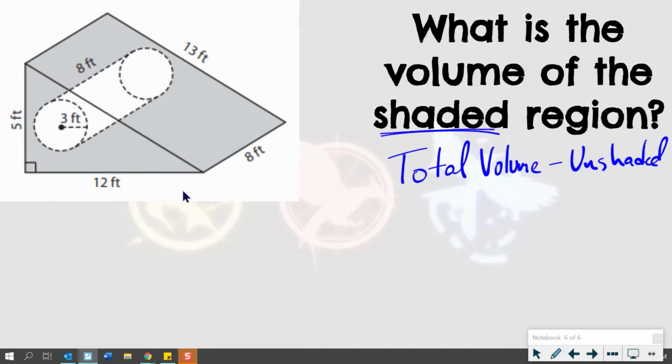So I'm thinking about finding the whole volume of that triangular prism, which means I'm going to use capital B times H, so the area of the base times the height of the prism, and then I'm going to subtract out the volume of that cylinder, which is pi r squared times H. The leftover part is going to be that shaded volume that's surrounding that unshaded cylinder in the middle.